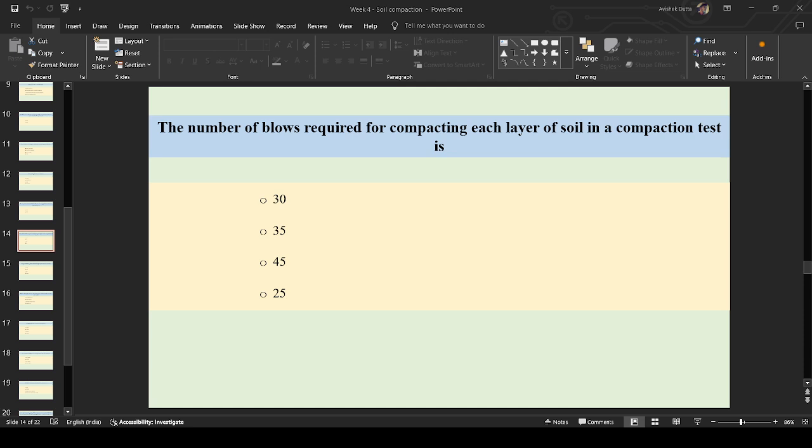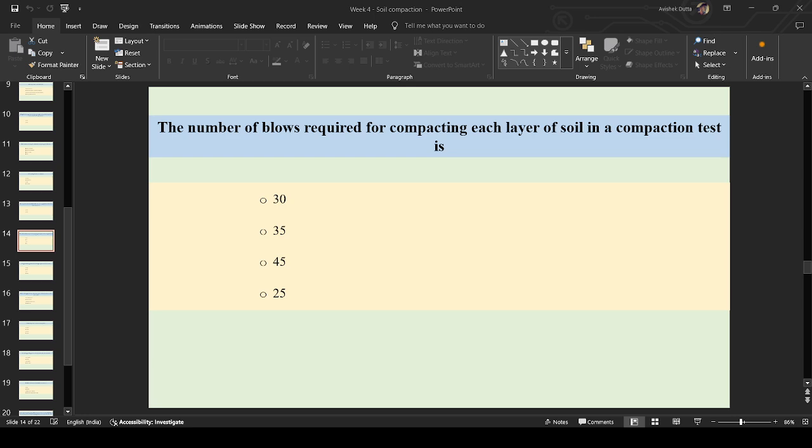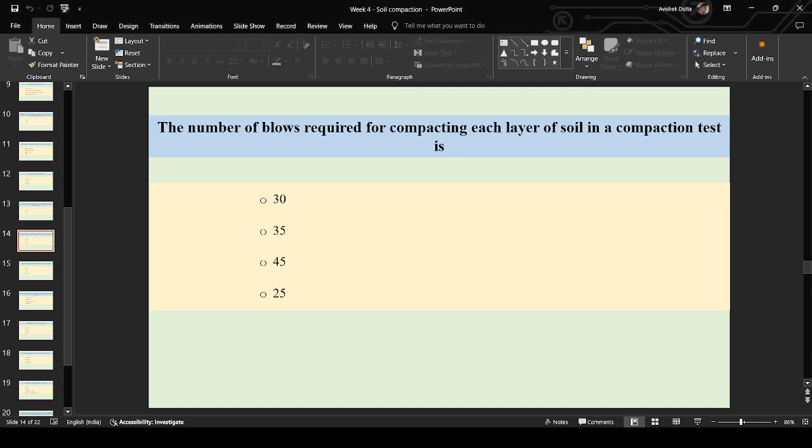Yes, sir. Okay. So the question, for those who have joined now, is: the number of blows required for compacting each layer of soil in a compaction test is, the options are 30, 35, 45 or 25. Okay, this was the question. I'll go to the next question.